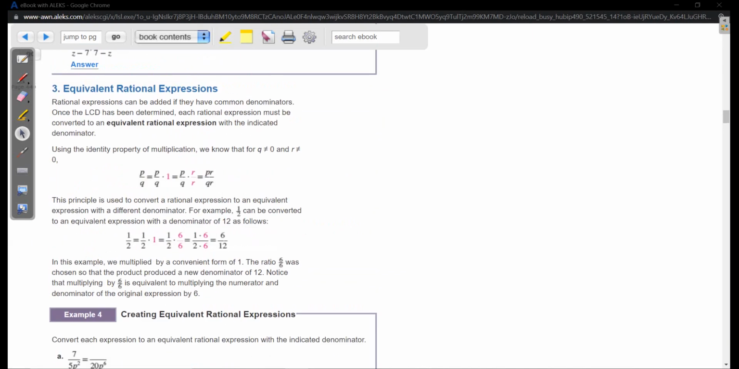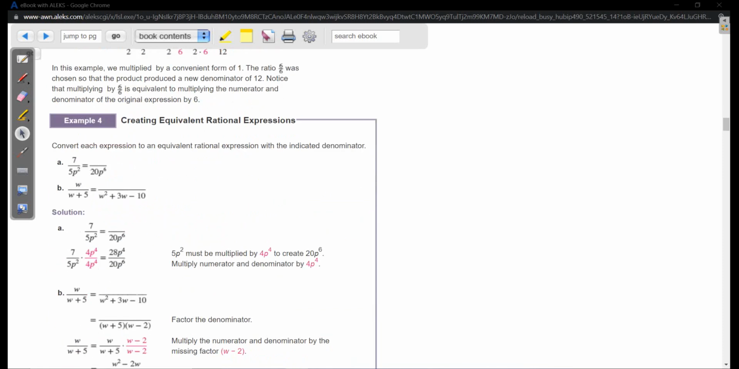All right, equivalent rational expressions. So we've done problems before with writing equivalent fractions, and that's all we're doing here. We're trying to figure out what the equivalent fraction is, and of course we have to do this in order to get to the next part of this section. So let's look at A.